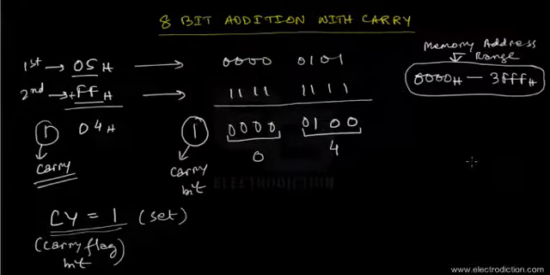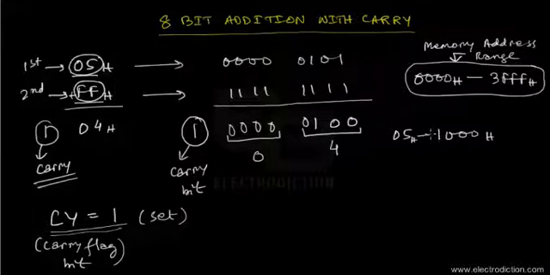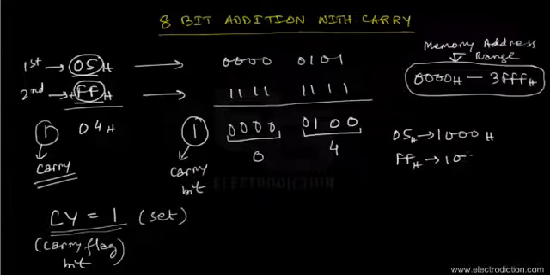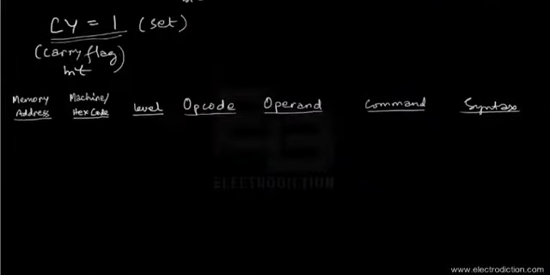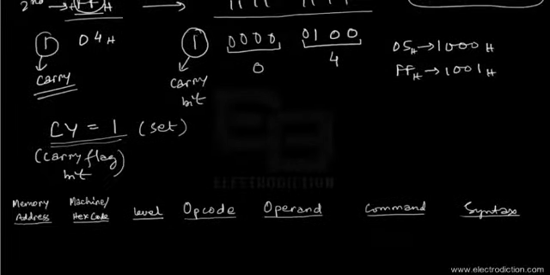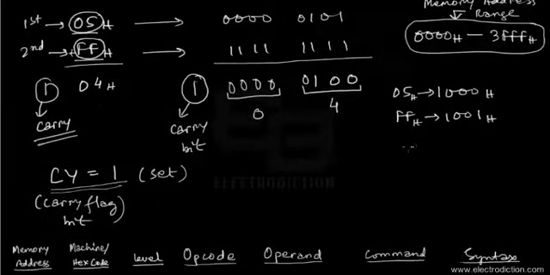Now since we are going to have these two data stored already in the external memory chip, let's say that these two data are stored in the corresponding memory locations. Let's say 1000H is where the data 05H has been stored, and the data FFH is stored in the memory location 1001H. Now let's divide it into columns. The process of writing such a program, at least the beginning part, is the same as the example shown in the previous tutorial.